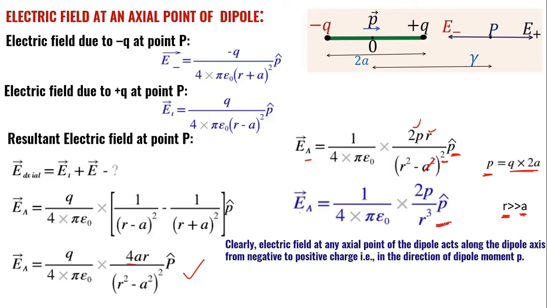So this is the final expression for the electric field at an axial point of the dipole, which acts along the dipole axis, that is from negative to positive charge. That is, it is always in the direction of dipole moment P. This is one key factor that you have to keep in mind. E axial always points in the direction of the dipole moment.